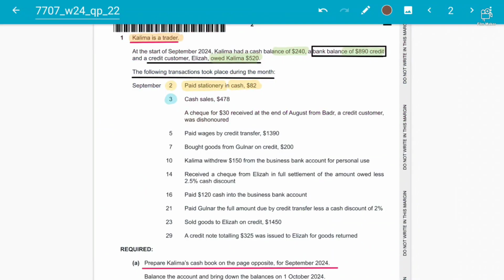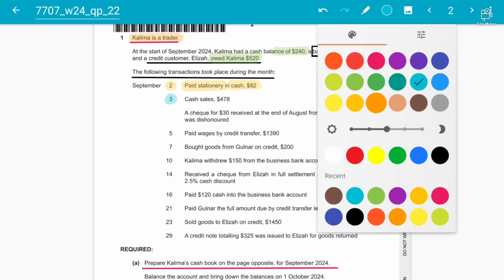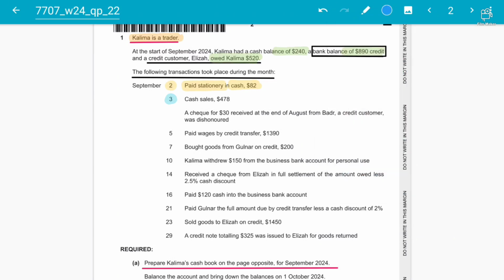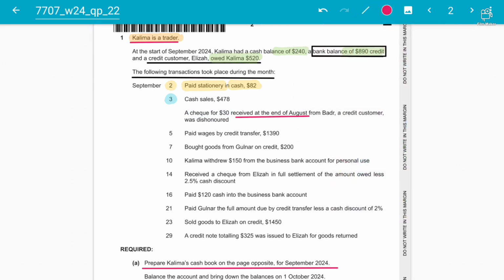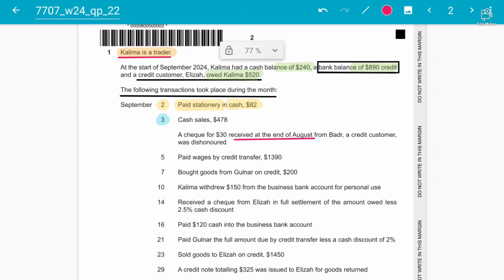On the same day, something else is also happening. What we need to understand is that there was a check for $30 received at the end of August. So the previous month, the examiner is talking about, a check for $30 at the end of August from Badr, a credit customer, was dishonored. So there was a dishonored check.